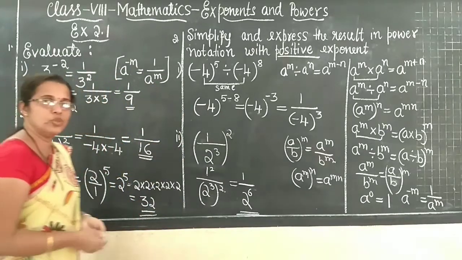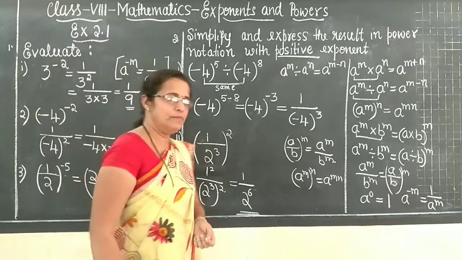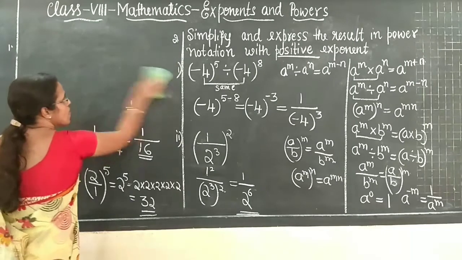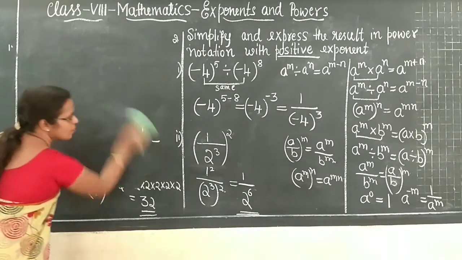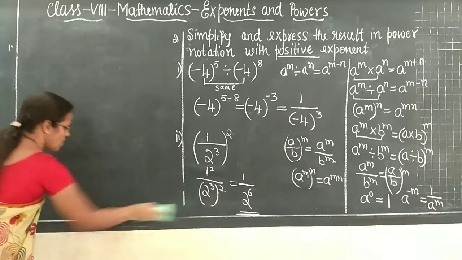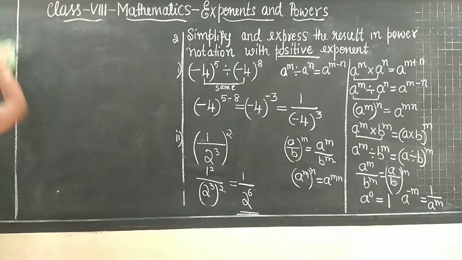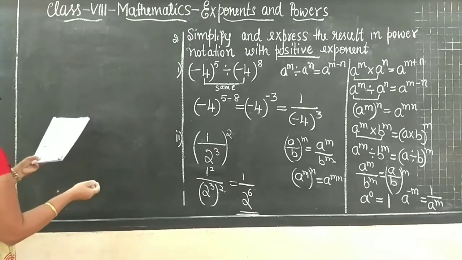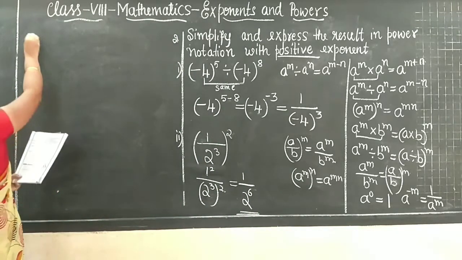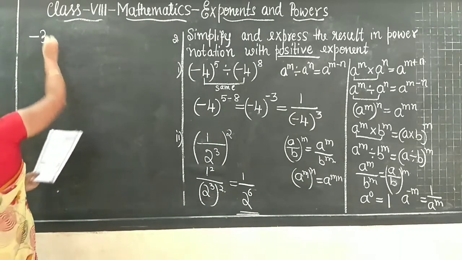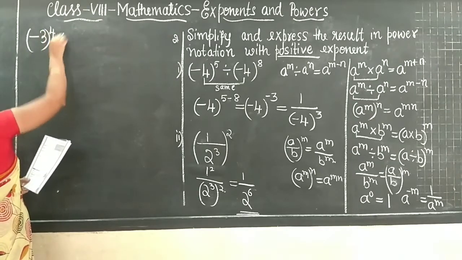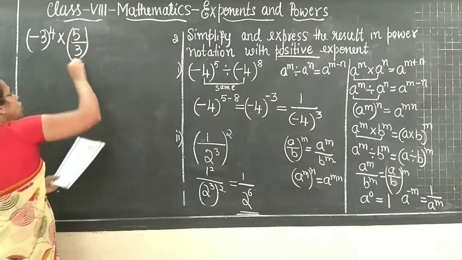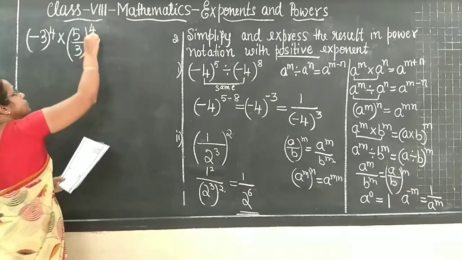So now let us move to the next problem. Okay children? Right? Next question. Minus 3 whole to the power 4 into 5 by 3 whole to the power 4.